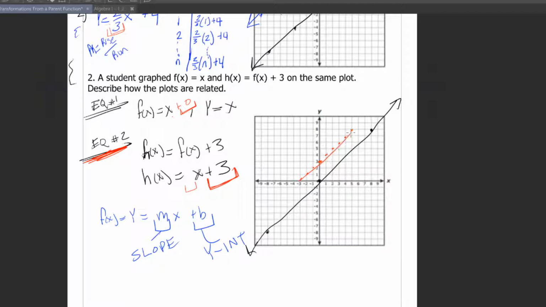There and so forth, right? Okay, describe how the plots are related. Now, the plots, looking at the plot here, are the same thing. They have the same slope. So 1, same slope.